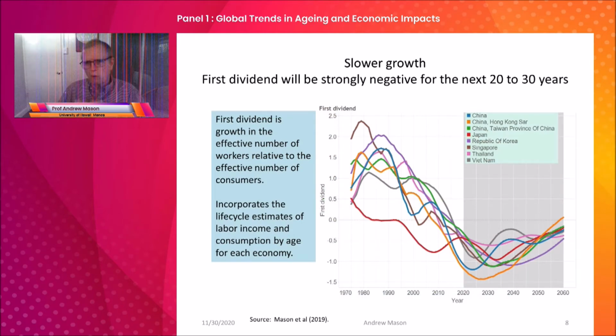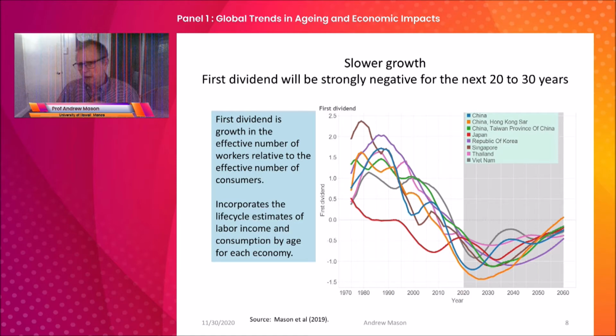Next slide. So the first dividend for 8 aging Asian economies from 1970 to 2050 is shown in this slide. And you can see that, before, in most of these countries, before 2000 anyway, 2010, the first dividend was positive, and some of these years it was very strongly positive. So if we look at Korea, for example, Korea for sure, the growth is as much as 2% per year due to the first dividend.